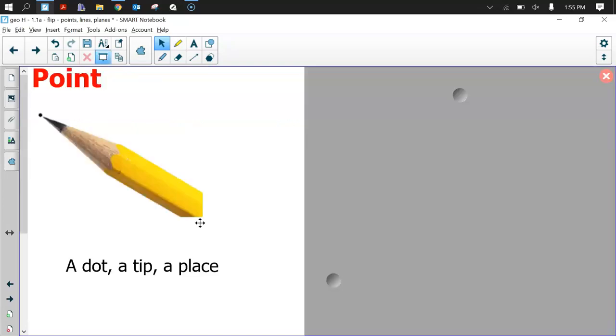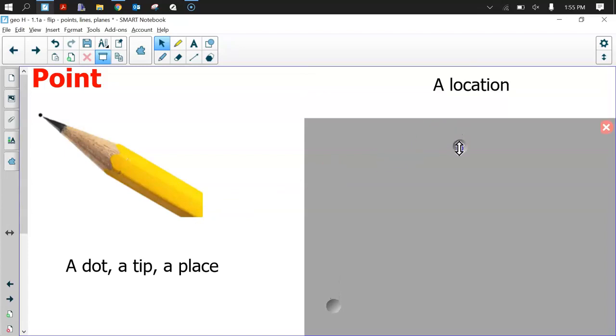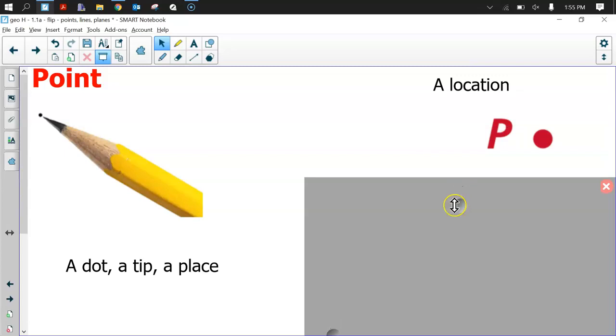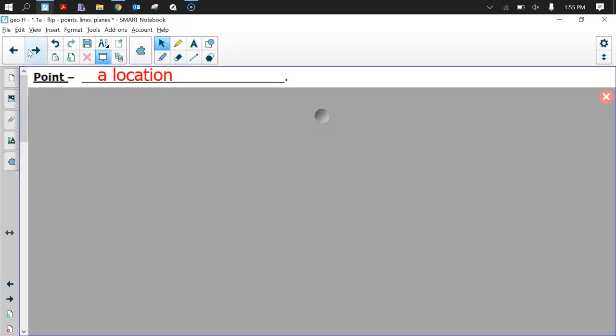So first is a point. You might think of it as a dot, a tip, a place. That might mean something outside of geometry, but inside of geometry, we have an official definition, which is that it's a location. And that's how we represent it there. The official definition, you should write that in your notes. That's the one that matters. The way you sort of think of it does not matter. Make sure you know the definitions well. I usually say know them word for word because they become really important later on.